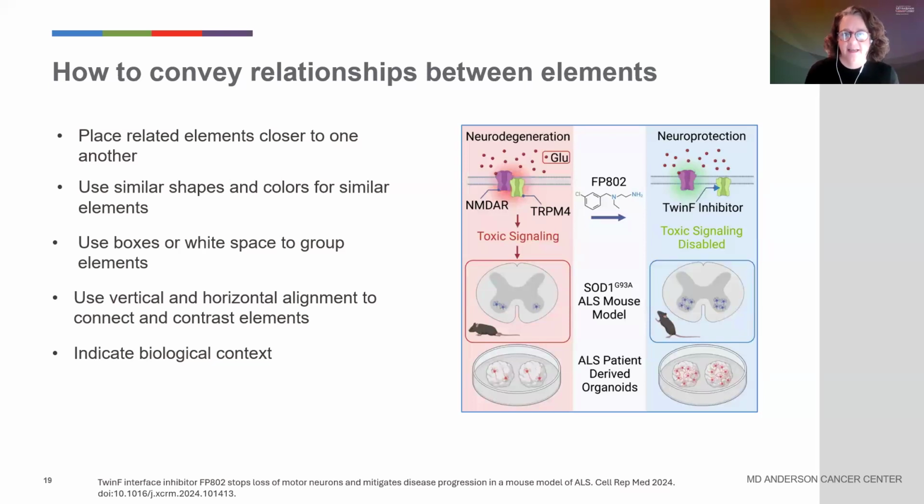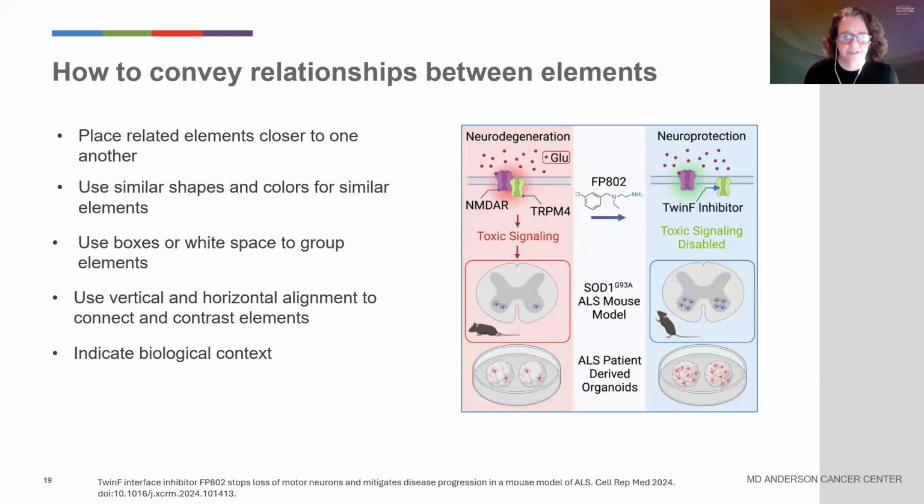So generally, things that are similar should look similar, and things that are different should look a little different. Kind of obvious. So for example, readers will see things that are in close proximity as being related. They'll see things that are similarly shaped or similarly colored as being similar. They will see things that are arranged horizontally or vertically on the same axis as related.